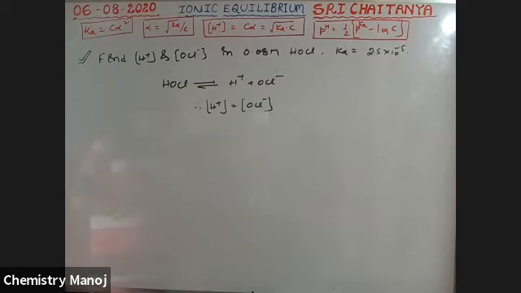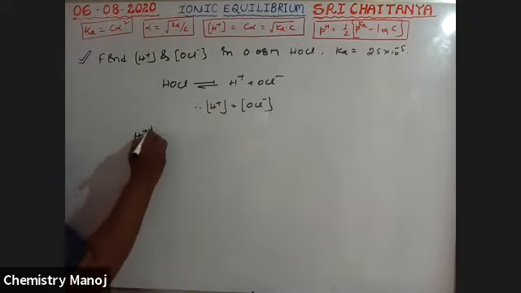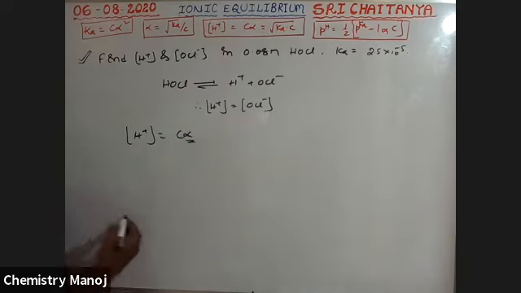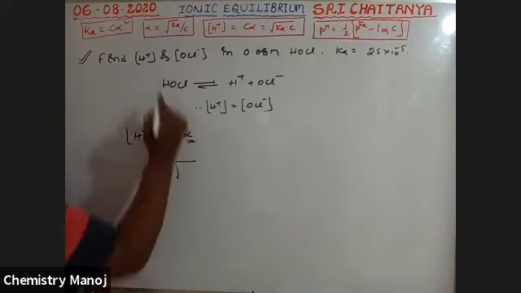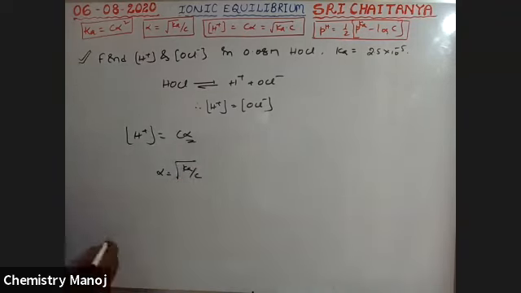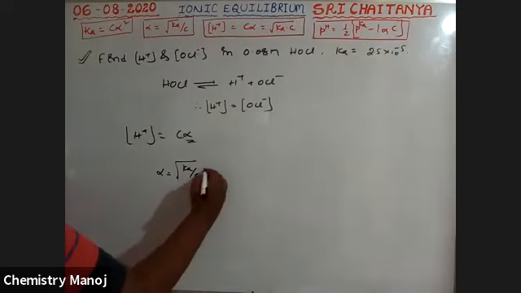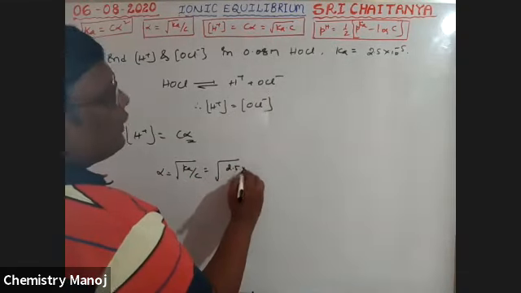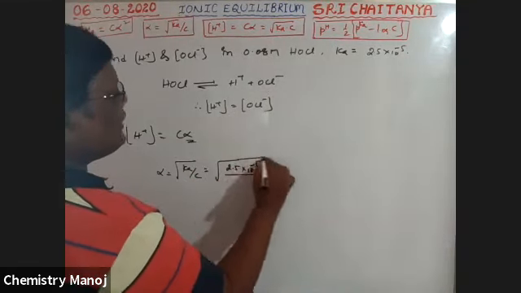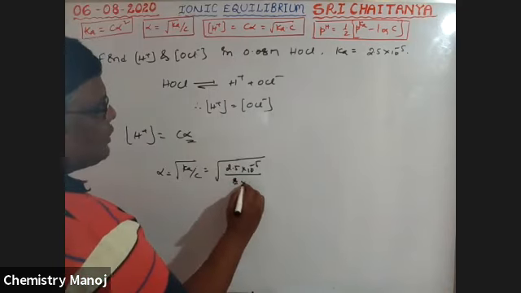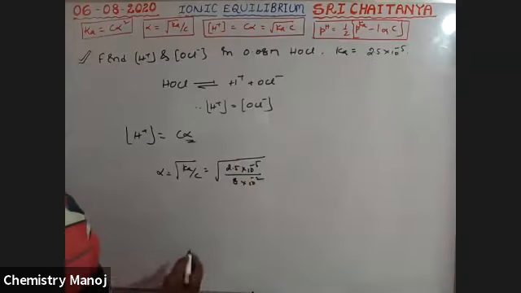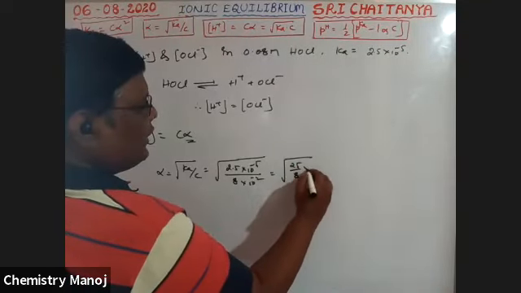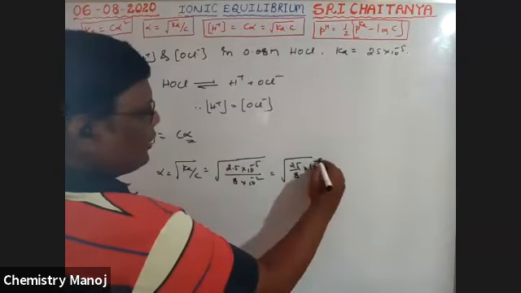How to calculate H plus concentration? H plus concentration is equal to our formula C alpha. That is why I am trying to calculate alpha. So alpha is equal to under root Ka by C. Apply the formula. Under root Ka value, how much? 2.5 into 10 power minus 5, by C, which is 8 into 10 power minus 2. That is equal to under root 25 by 8 into 10 power minus 6, by 10 power minus 2.